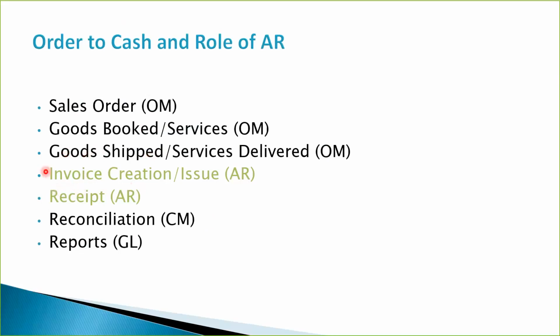So this part that involves entering the transaction, and then you print out an invoice and send it to the client, this part is handled by accounts receivable. When the client makes the payment, and you apply the receipt to the transaction, that part is also handled by AR. So that is where AR falls in the order to cash cycle.